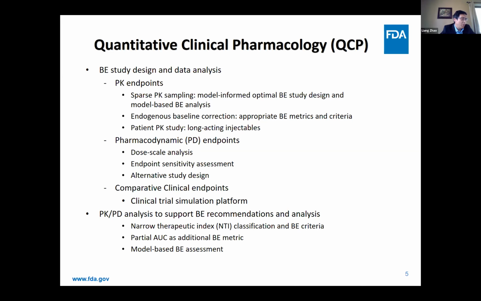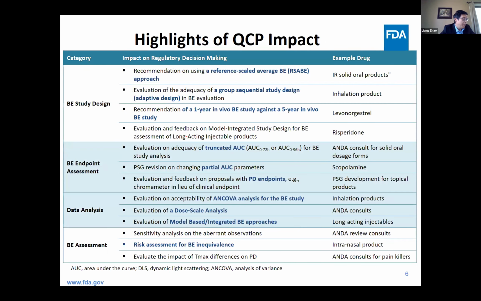When using PD endpoints, QCP is used to guide computational data analysis, endpoint identification and selection, and optimization of study design. So I'm going to skip the rest of the slide because today's talk is mainly focusing on the PBPK applications. Next slide. Here, I still want to highlight some of the QCP regulatory impact in 2019.